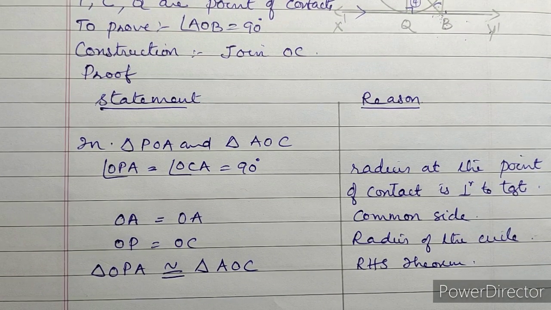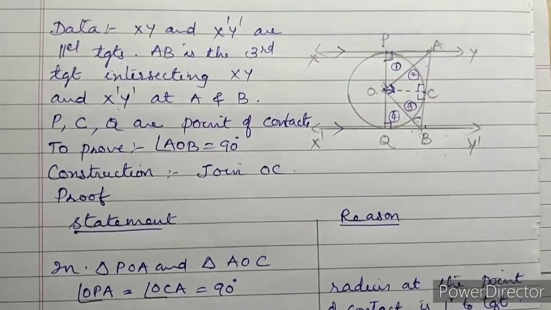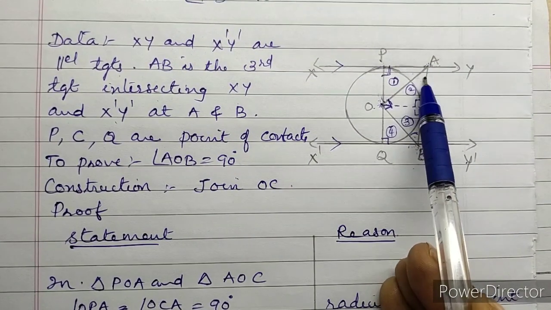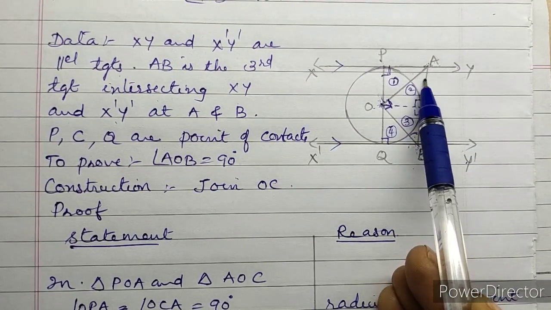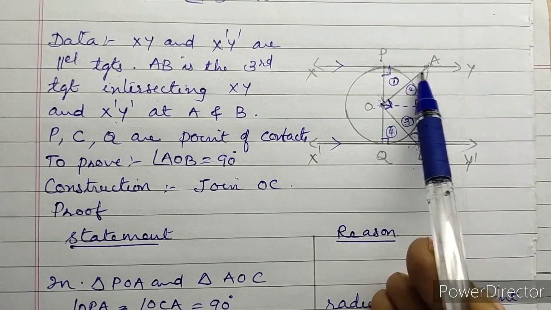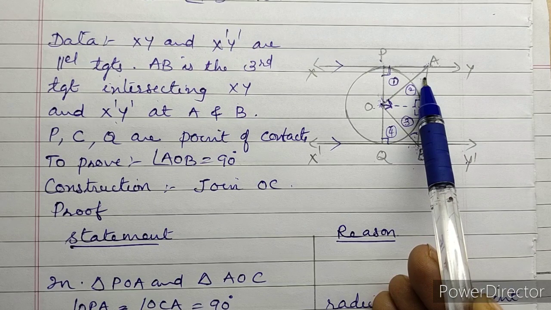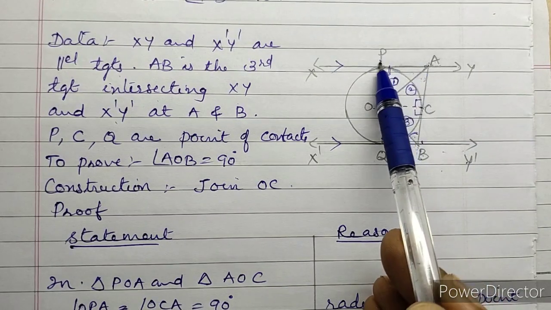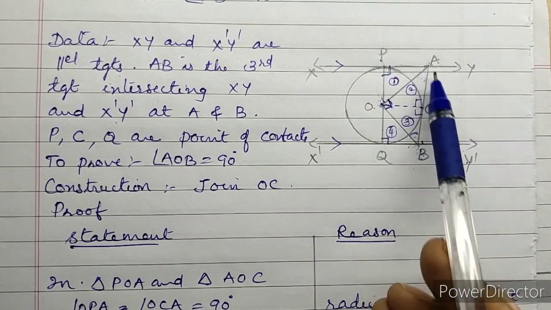If they are congruent, what is the next step? Yes, CPCT only, corresponding parts of congruent triangles. But here what do we need? We need the angle. These two angles you have to prove they are equal, because this triangle is related to this angle. So these two angles are equal, you should prove. So by CPCT you can write PAO equals OAC.